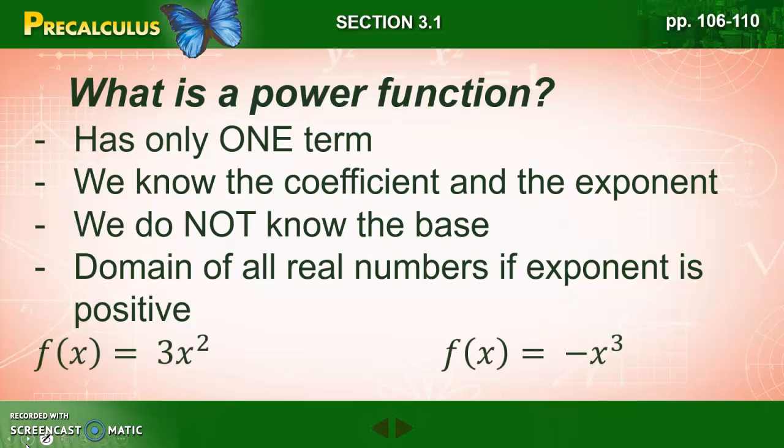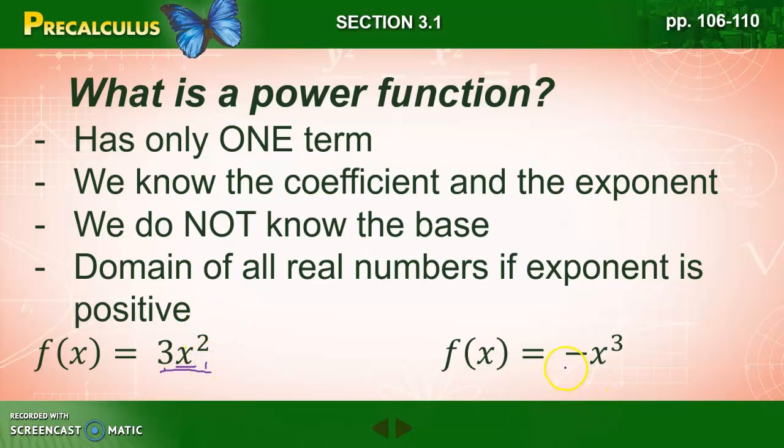So here are two examples of power functions. Let's look at our definition and see how these fit. A power function has only one term. Check. We know the coefficient and we know the exponent. Check. We do not know the base. Check. And because this exponent is positive, we know that we will have a domain of all real numbers.